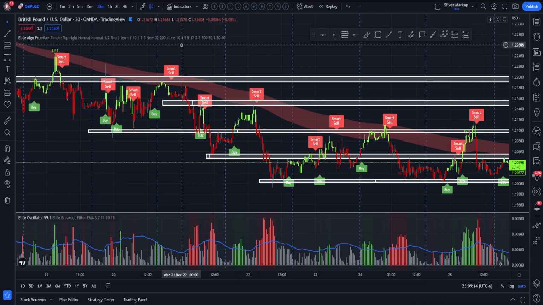But if you do have Elite Algo, all you want to do is put the Elite Algo Premium and Oscillator up. I'm going to show you how to set it up exactly the way that I have it, because there are some prerequisites before you're able to start trading this strategy.